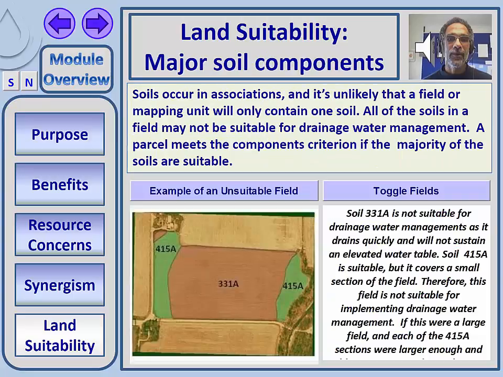Soils occur in associations, and it's unlikely that a field or mapping unit will only contain one soil. All of the soils in a field may not be suitable for drainage water management. A parcel meets the components criterion if the majority of the soils are suitable.